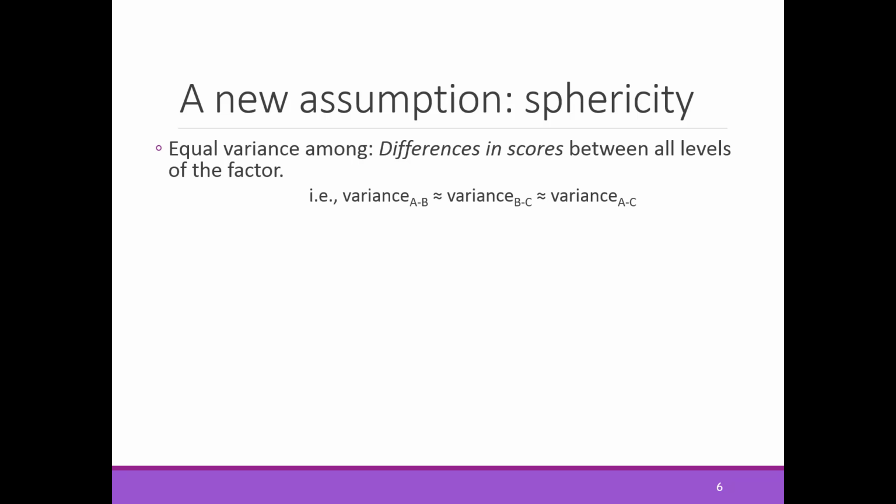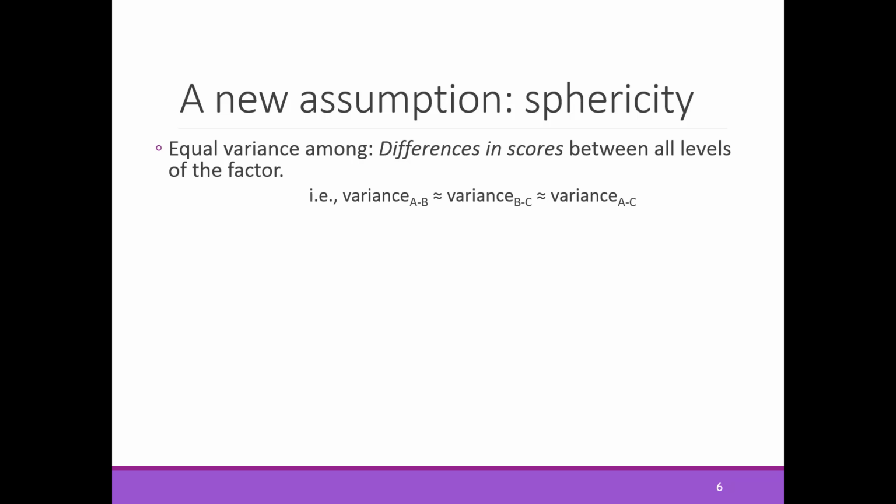And repeated measures ANOVA now has a new assumption. It's called sphericity. And sphericity says that there's equal variance among differences in scores between all levels of the factor. And so for example, if you take a difference between group A and B, then the variance of that is the same as the variance of the difference between groups B and C, as well as the variance of the difference between groups A and C, and so on.